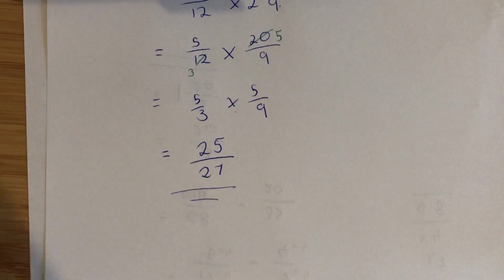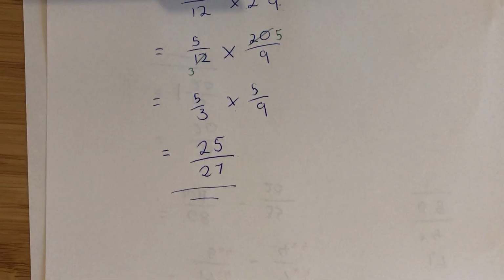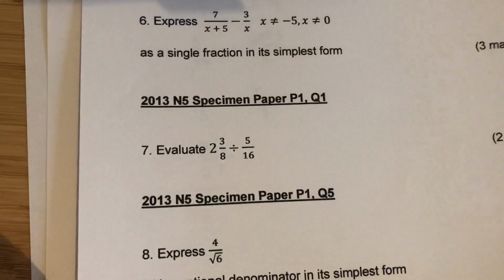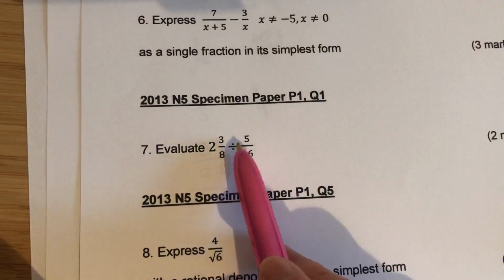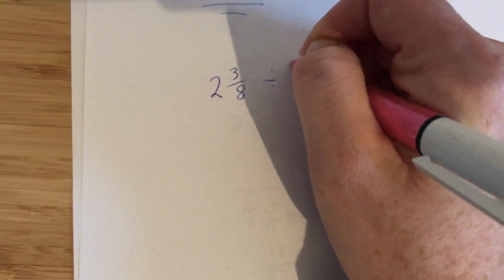Right, you have to be able to do multiplication. You have to know how to do this to be able to do division. So if you want to practice any of them, again, go into the practice questions. And the last one I'm going to look at is from the 2013 specimen paper. 2 and 3/8 divided by 5/16. So we've got 2 and 3/8 divided by 5/16.